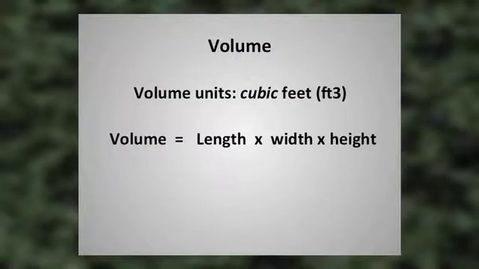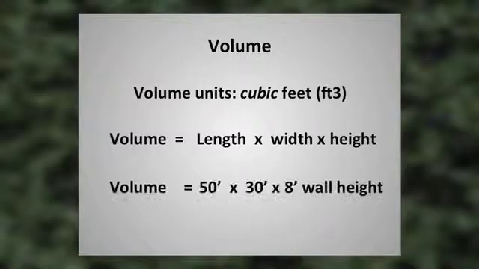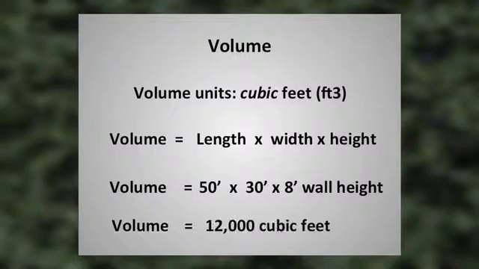Volume. Volume is simply the area of a building times its ceiling height. You have 30 by 50 by 8. 30 feet by 50 feet by 8 feet equals 12,000 cubic feet. Let's use those three formulas on this example.